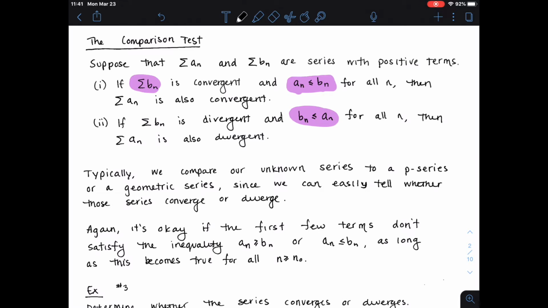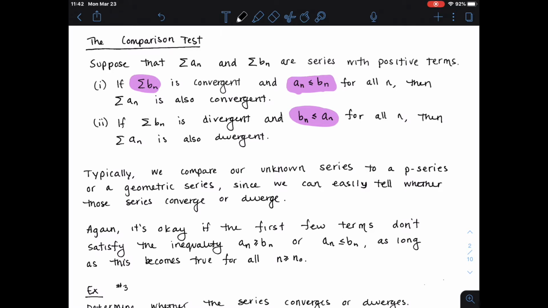So we're going to have another test very soon that I'm going to recommend you use more, because you guys don't tend to like using the inequality, but you don't want to throw this method out because it sometimes will be the only method you can use. But you just need it to eventually be true. If the first couple terms don't satisfy it, that's fine. It just needs to eventually be true.